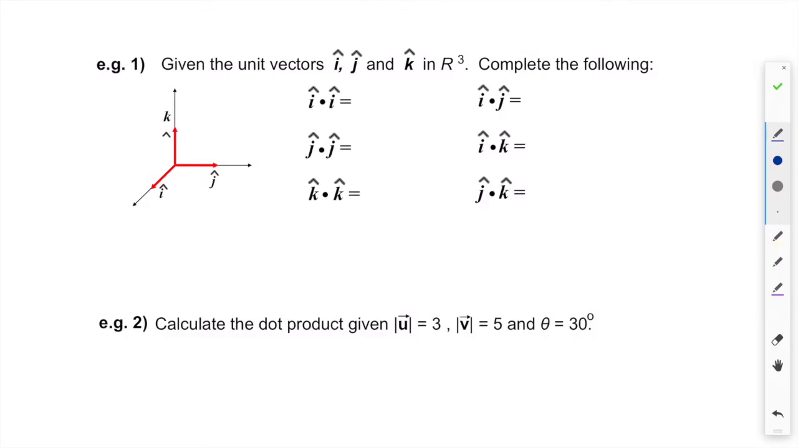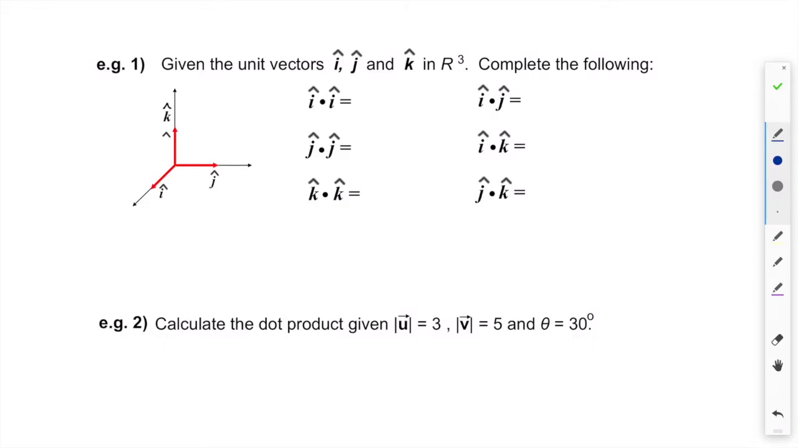Let's take a look at example 1. Given the unit vectors i, j, k in 3 space, complete the following. Oh, the k hat went somewhere else. K should be here. Weird. Okay, let's see. Why don't you try this? i, j, k, these are the standard basis vectors.